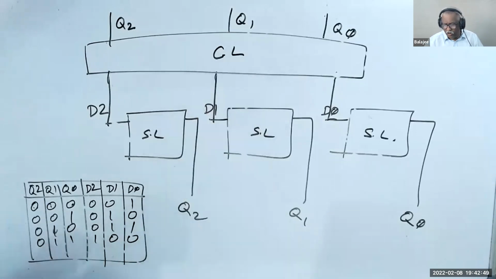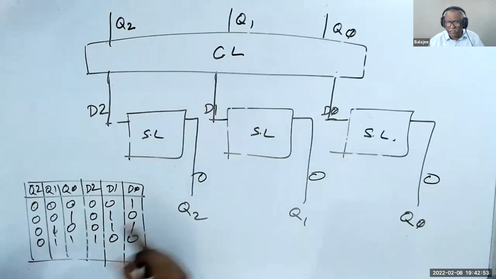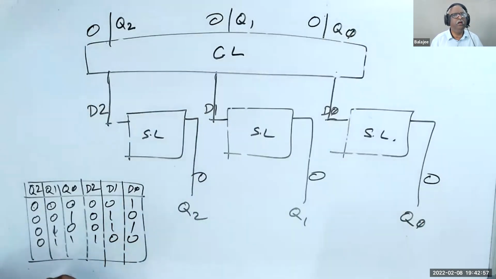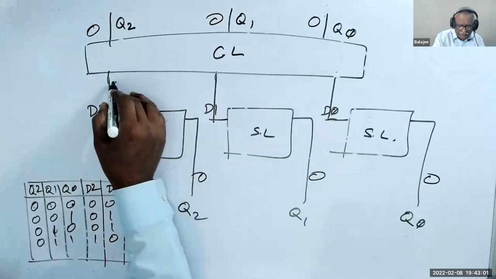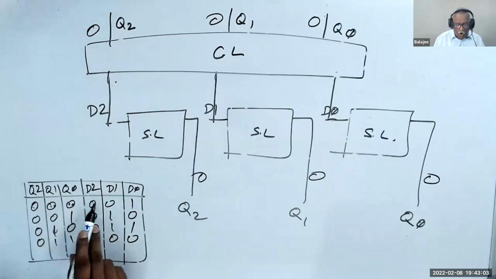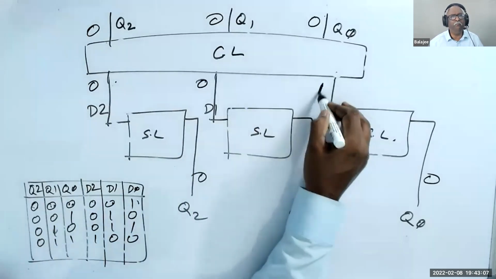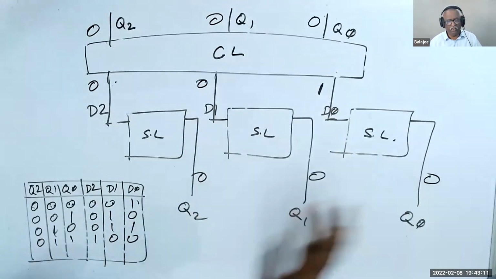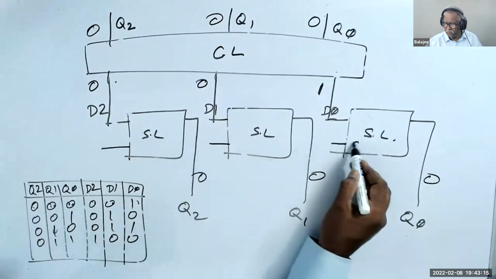Now we assume initially all of them are 0. Now these three zeros will go here. Since the input is 0, 0, 0, the output is 0, 0, 1, but that will not come out. The output is still 0, 0, 0. Now see here, I have a C input here.